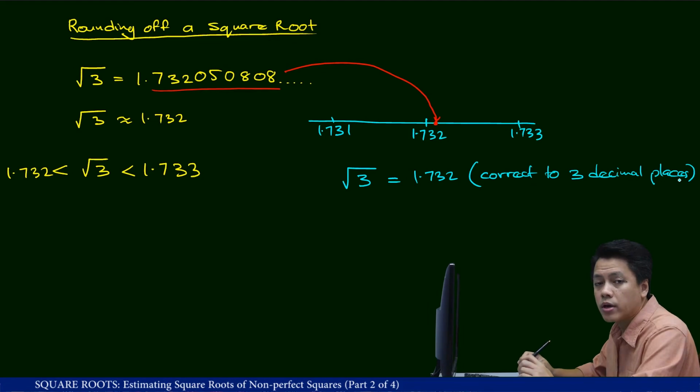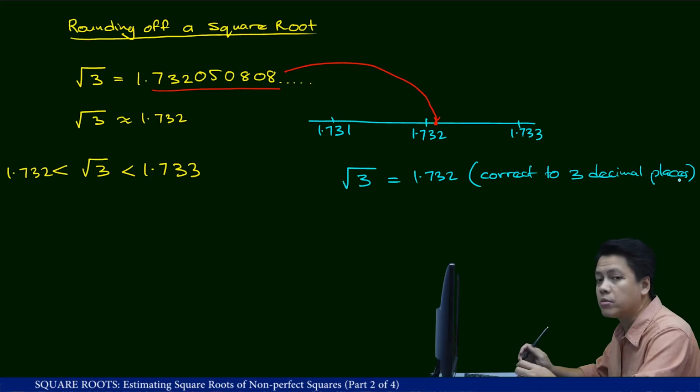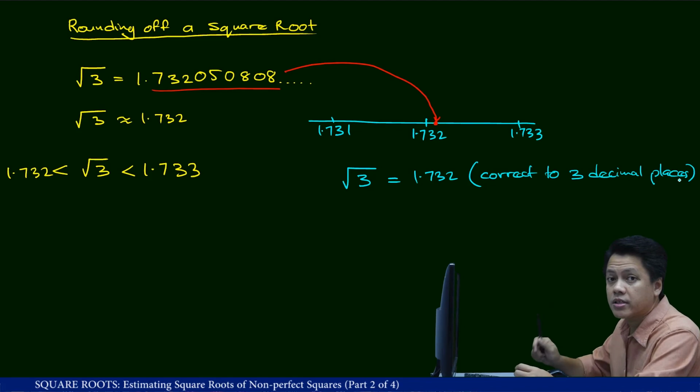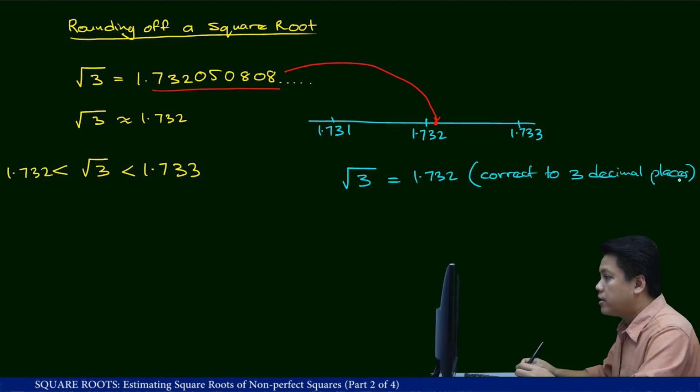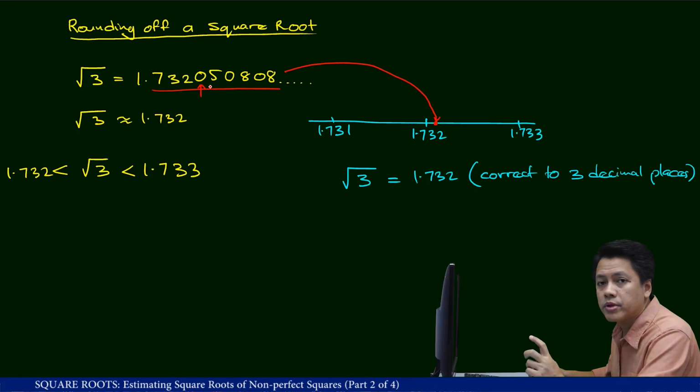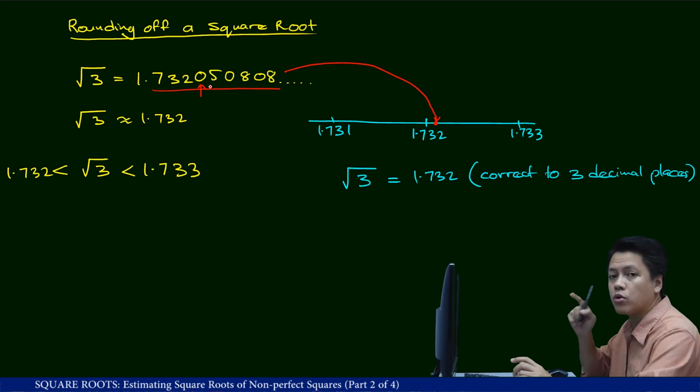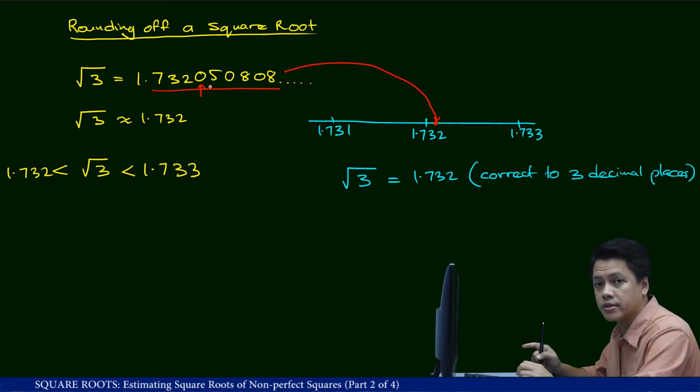So this is how we round it off, but we need to do something smarter than drawing a number line, by figuring out what is the digit right after the 3rd decimal place. From the calculator value, we found out that the digit after 2 is 0, and 0 is basically closer to 1.732 than it is to 1.733. Now let's pick up another example. Let's say you want to find out square root of 3 up to 4 decimal places.